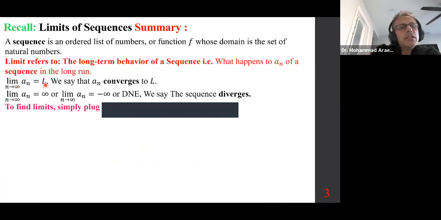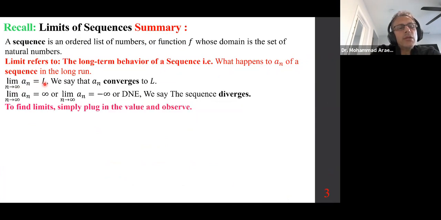If the limit exists when you take the limit of a sub n when n approaches infinity and you can pinpoint that as L, you say it's convergent. So it converges to L. But if it's infinity or negative infinity, or if it doesn't exist, it diverges. Okay. And as I mentioned, basically we plug in and observe. There are others that we want to discuss here.